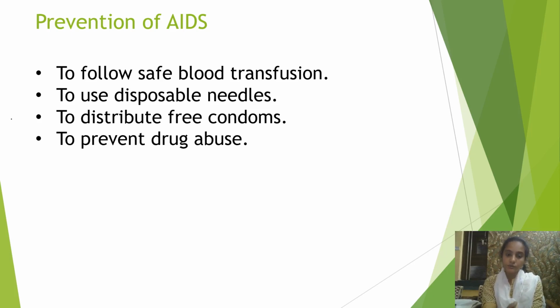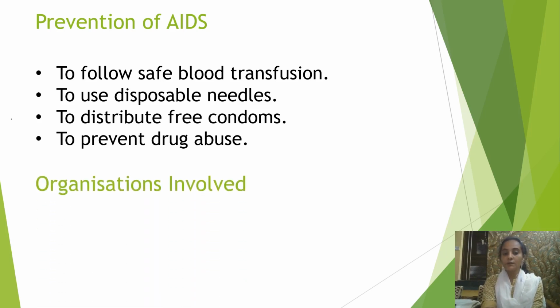And the second one, to use disposable needles. In the previous time, what we used to do, we would take one needle, sterilize it, and use it on another person. So now it has been stopped completely. We have to use the disposable needle. And another thing, we already told, from the sexual partners. The government is doing this, we have to distribute free condoms to avoid the sexually transmitted mode of transmission of AIDS. And the fourth one, to prevent drug abuse. So these are the different prevention methods.